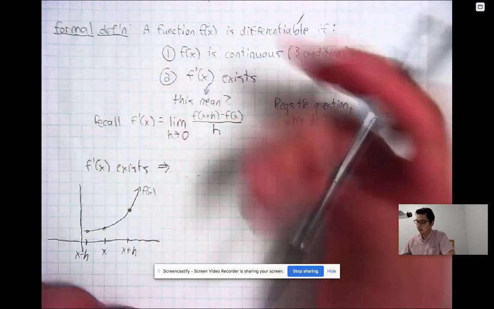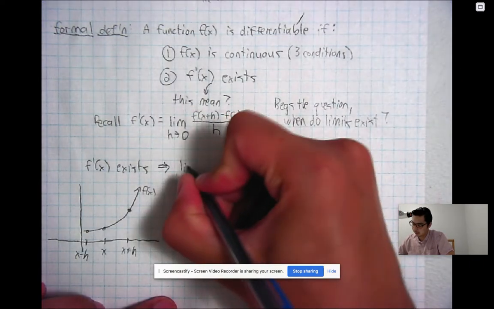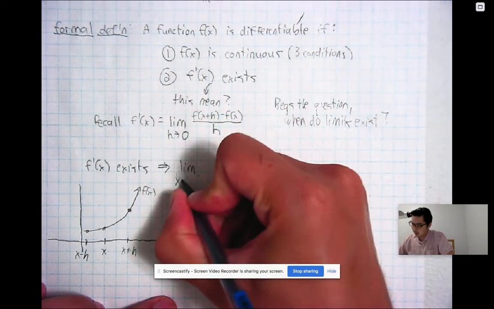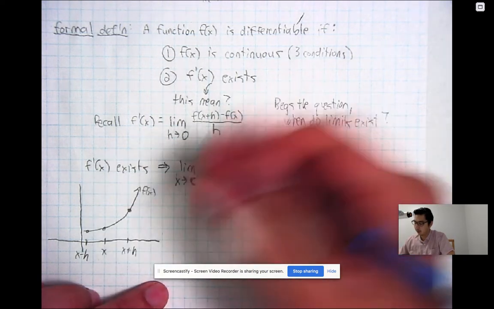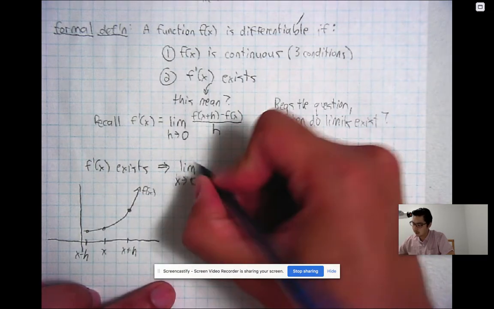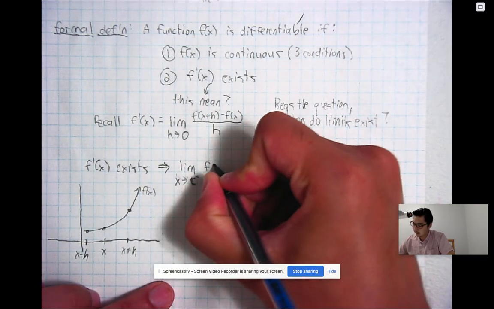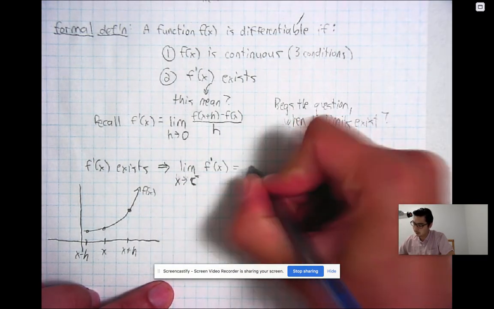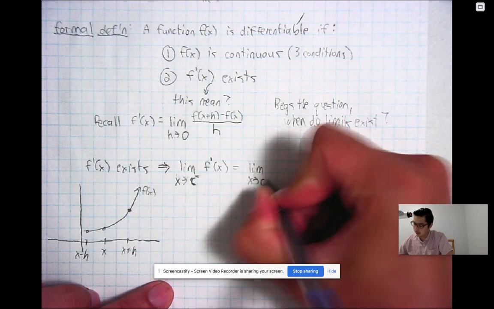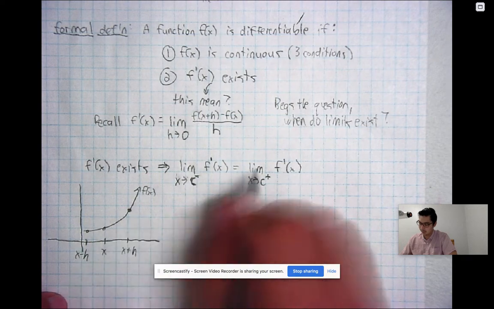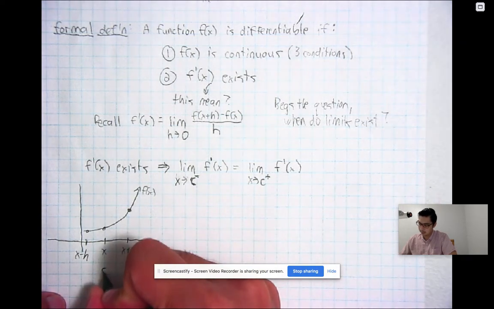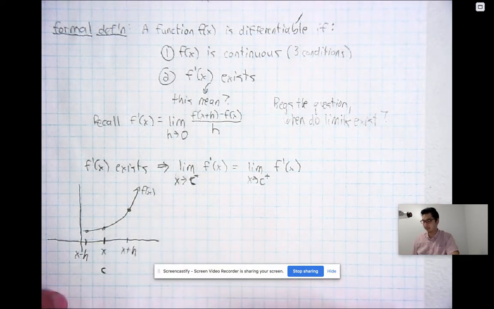So I guess before I even start using the h's, if f prime exists, let's just write that the limit as x approaches some value c, say you want to find the derivative at c, from the left of f prime of x is equal to the limit as x approaches c from the right of f prime of x. In my example, I'm calling this point c.